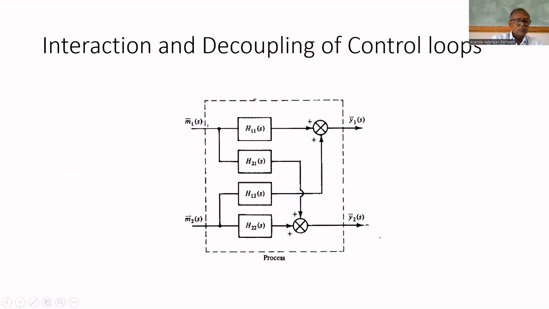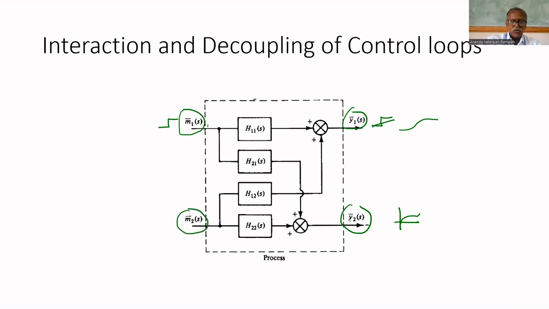Interaction of control loops. Interaction means, as I already told you, that if you give a step change in M1, you can see that there is a change in Y1, and there is a change in Y2 as well. Means M1 has interaction with Y2. Suppose M1 is used as a manipulated variable to control Y1, M1 still has interaction with Y2. Similarly, let us assume that M2 is used to control Y2.